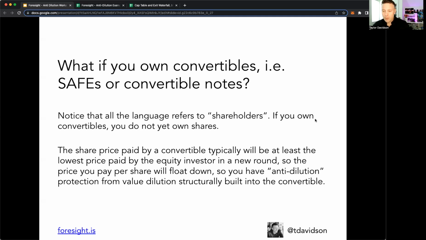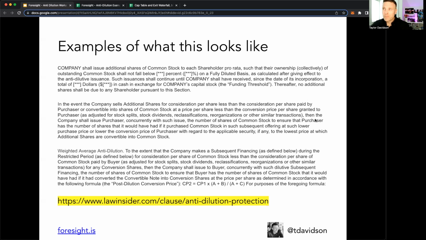But most of what we're going to talk about here is around equity shareholders, right? Shareholders will own basically preferred equity. Now, there are a lot of different ways this clause can be written, and the link here is a great resource to flip through and see a bunch of different example clauses. There are so many different ways that anti-dilution clauses can be written.